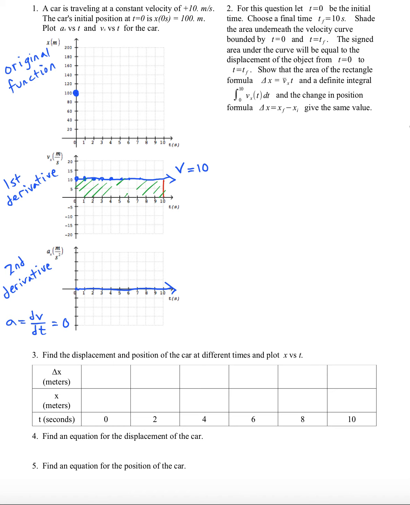All right, now we're supposed to use the area of a rectangle formula to find the displacement of the car. So let's take a look at the dimensions of that rectangle. It's got a width and a height. Now the height is given by v, the velocity. And the width is given by some change in time, delta t.